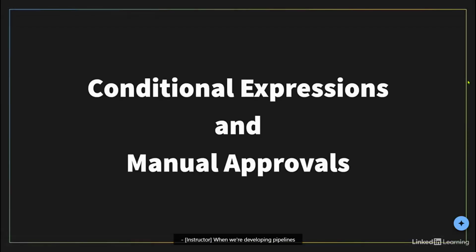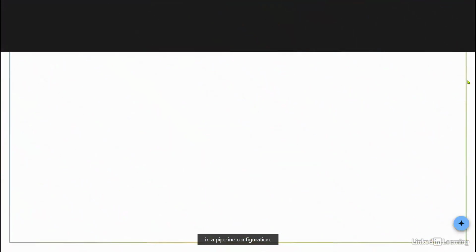When we're developing pipelines, we might need to use logic to determine if a stage should be run or not. We might also need to add some sort of manual interaction to an automated process. Let's discuss how Jenkins exposes these two capabilities in a pipeline configuration.